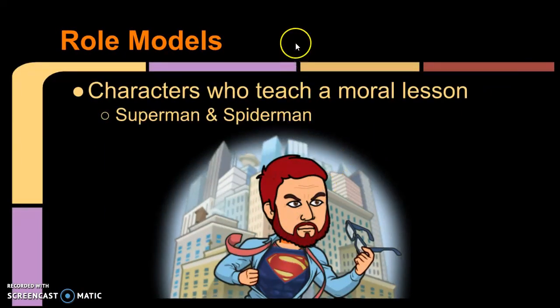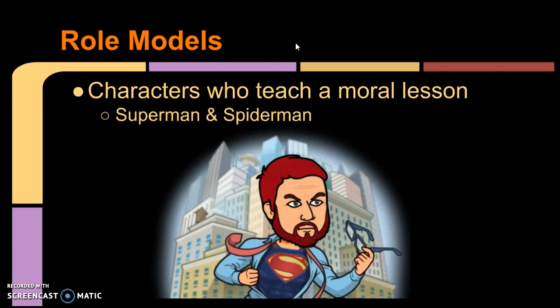So, role models are characters who teach us a moral lesson. A lot of times we see this in examples of superhero movies, so Superman and Spider-Man. These are people who try to have a moral compass that guides them, a moral standing, and they fight for what they believe is right. And they're constantly having these moral dilemmas and ideas of how to be a better person. So they kind of act as these role models.